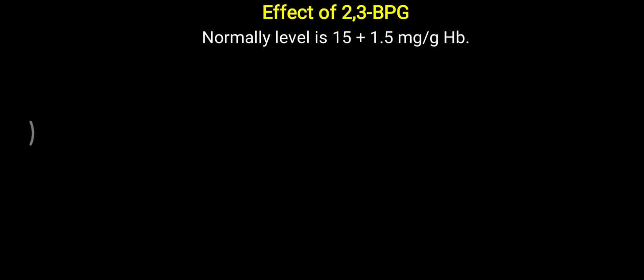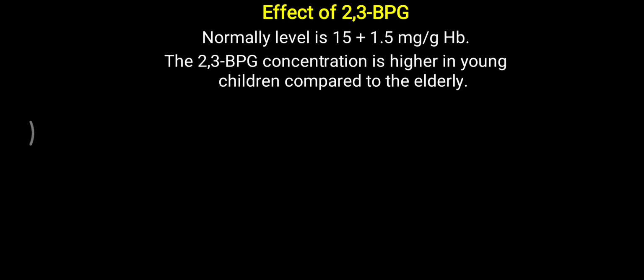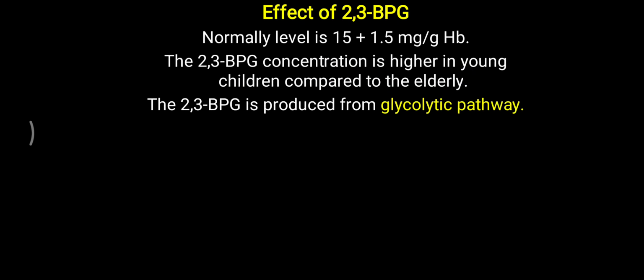Now one more important factor is 2,3-BPG, meaning 2,3-bisphosphoglycerate. It is one of the regulator molecules for the oxygen dissociation curve. The normal level is 15 plus or minus 1.5 milligram per gram of hemoglobin. But the concentration of 2,3-bisphosphoglycerate is higher in young children compared to the elderly, because more oxygen is needed for the young child, as there is more requirement in young children.